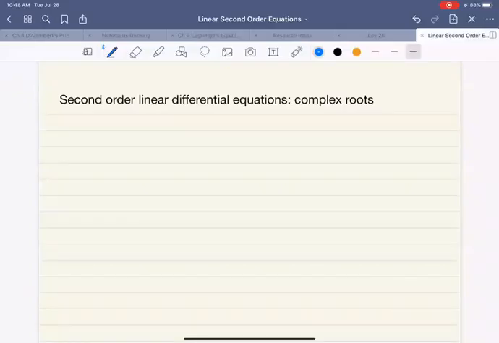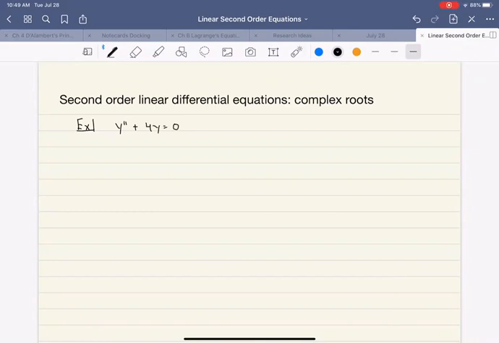All right, let's go ahead and do some second order linear differential equations with complex roots. Let's do a couple examples and we'll see what happens. So let's take y double prime plus 4y equals 0. That one's pretty simple, I think.